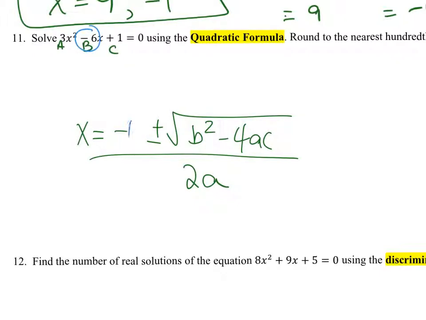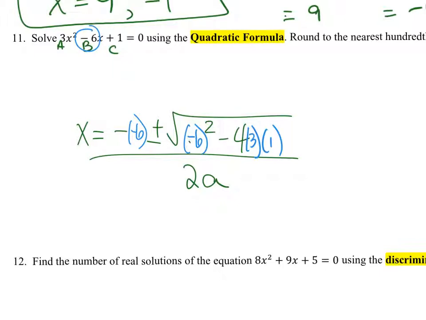So when I go to punch in or to put them in, I'm going to say that b is negative 6. So when I put negative 6 in here, that's going to be positive. I'm going to change this b also to negative 6, but it's negative 6 squared. Then I'm going to change the a to 3, so I'm multiplying by 3, and c is just 1.